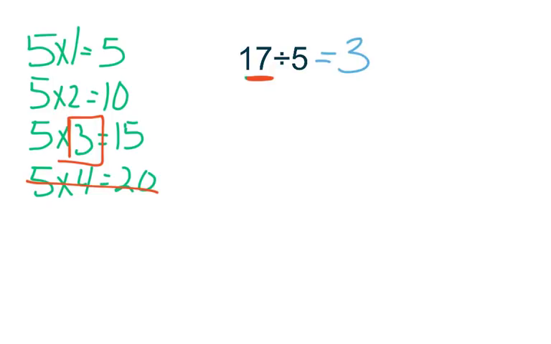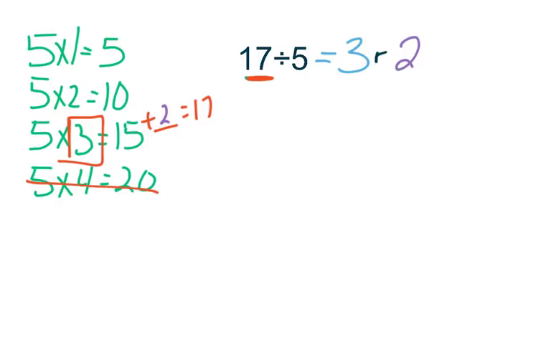Now I need to think, what more do I need to add to 15 to get it all the way up to 17? 15 plus what is going to equal 17? Well, 15 plus 2 is going to equal 17, so my remainder is equal to 2.